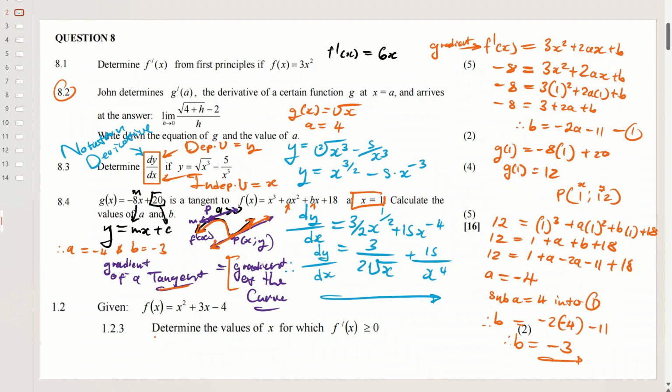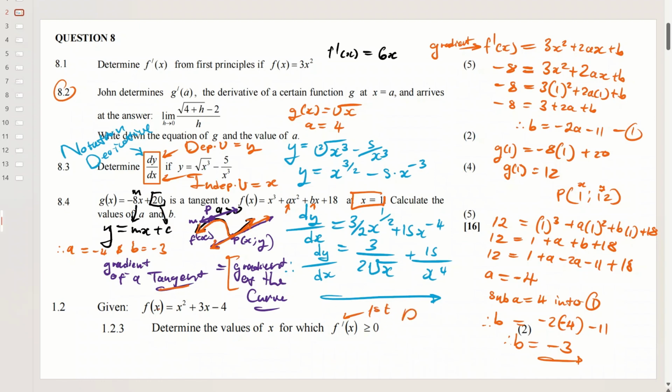So now, guys, let's take a look at this one very quickly. This is given a function f of x. We have to determine the values of x for which the gradient is greater than or equal to 0. Forget about this one there. That's not one, guys. That's the degree of the derivative. It's the same as the first derivative.